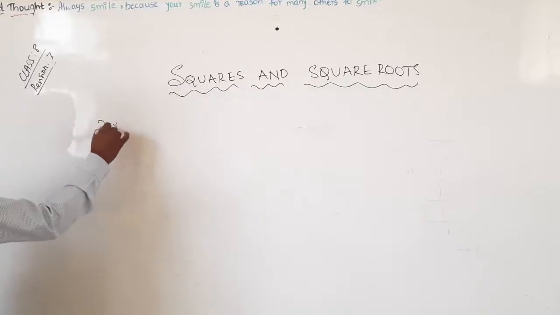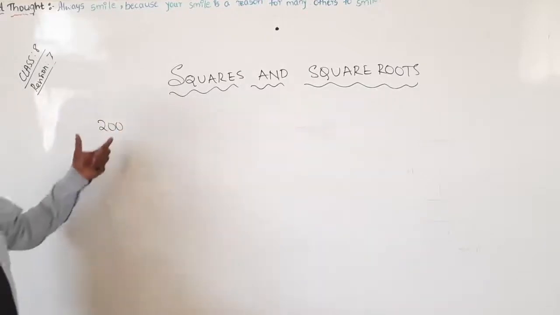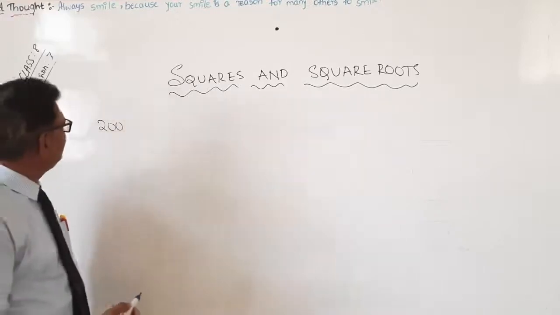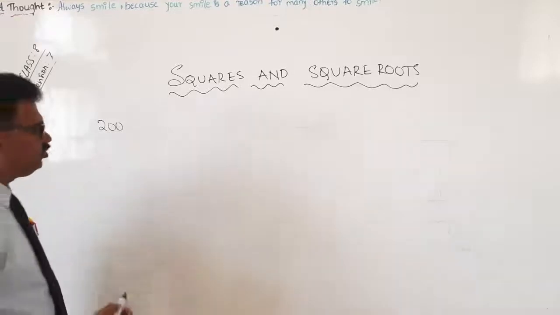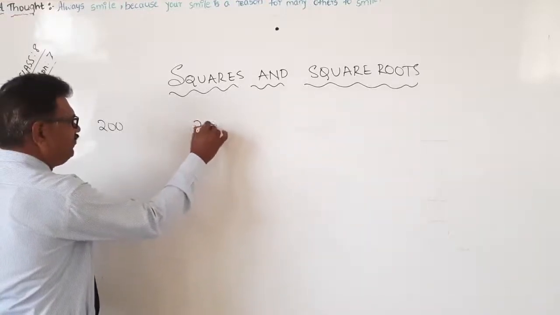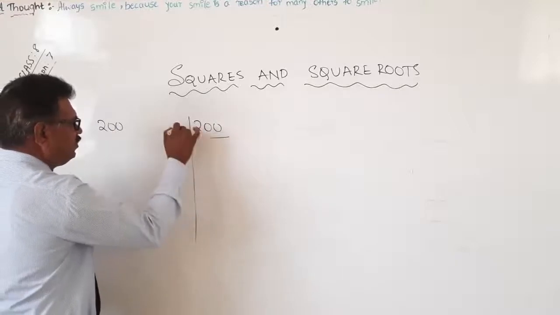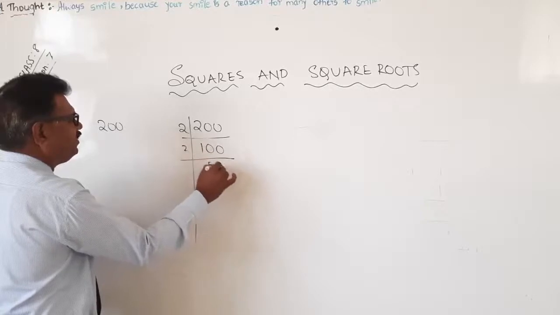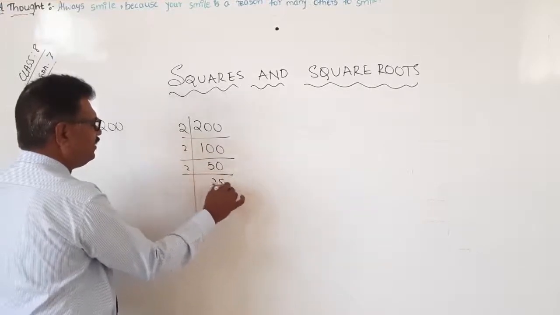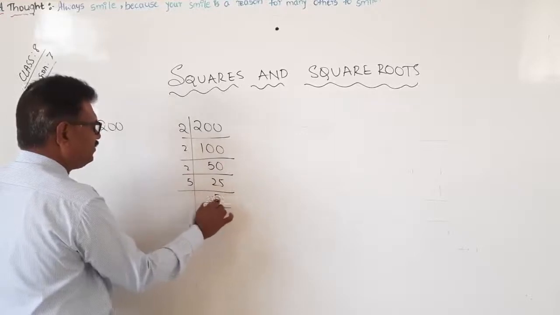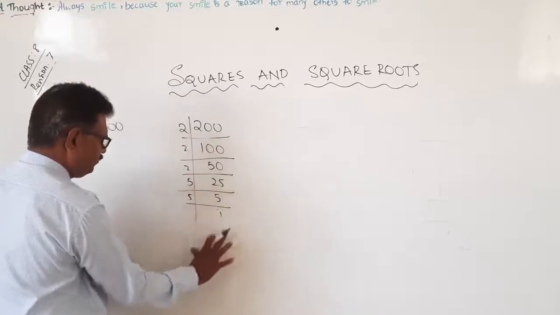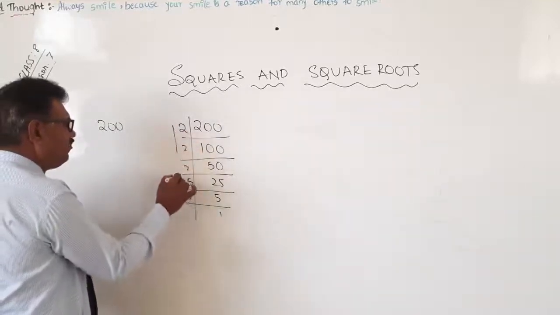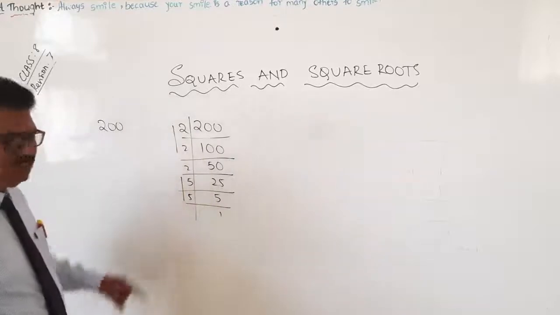200 is there. What must be multiplied to 200 to become a perfect square? If it is like this, we have to do like this. 2 into 100, 2 into 50, 2 into 25, 5 into 5, and 5 ones. Here for this pair there is a pair, for this pair there is a pair. For 2 there is no pair.